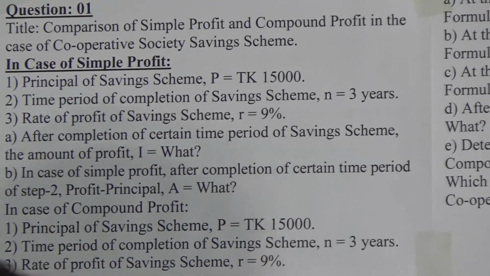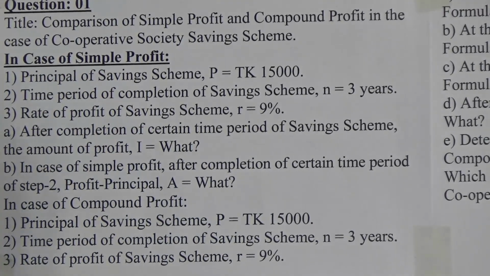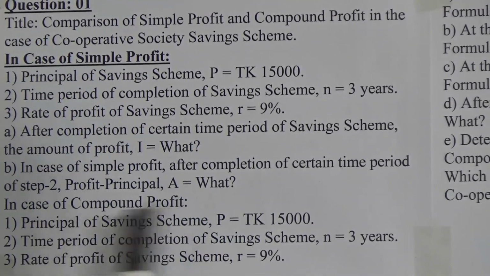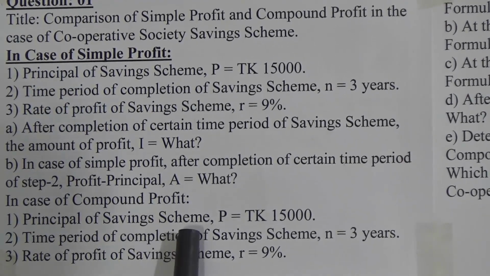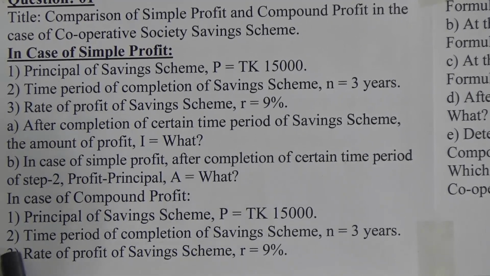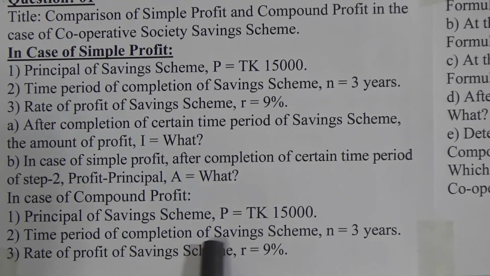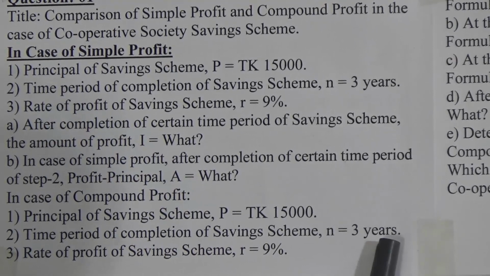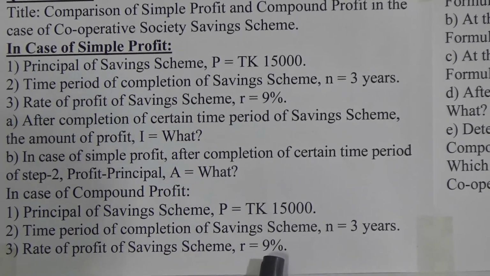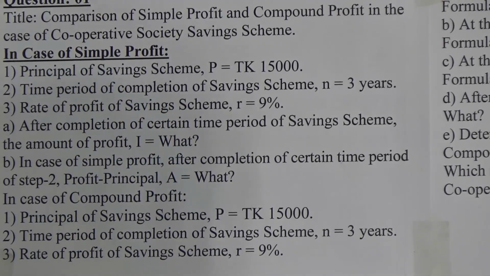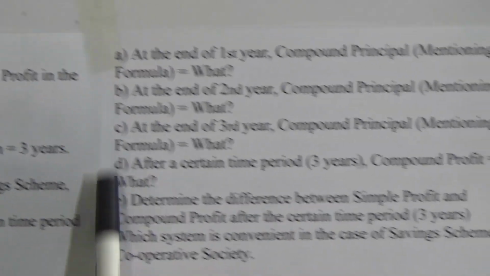Okay, dear students, now in case of compound profit, also three pieces of information are given. First one, principal of savings scheme P equal to taka 15,000. Time period of completion of savings scheme, that is N equal to 3 years. Rate of profit of savings scheme R equal to 9% is given here. We have to answer these questions from this.